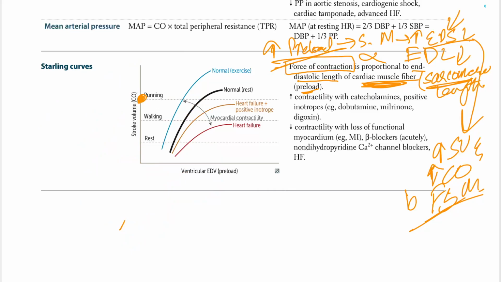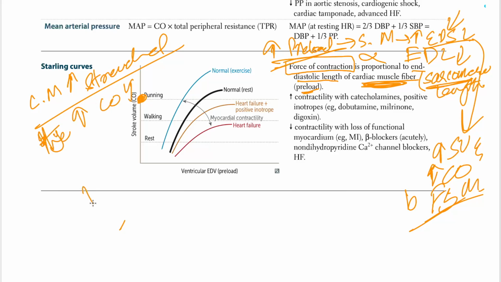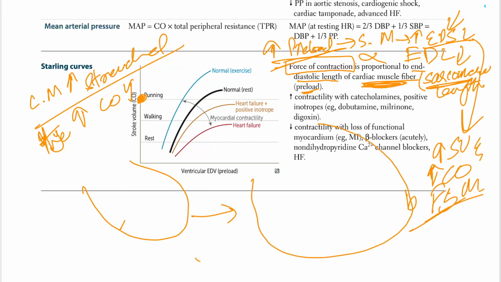So by definition, Starling curves, Frank-Starling curves, right? They state that as the cardiac muscle is increasingly stretched, the cardiac output would increase, the CO would increase. So again, this was a normal heart, let's say. As you increase the stretch on this cardiac muscle fiber, it's going to push it out.